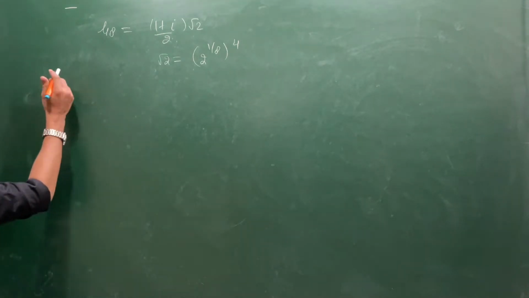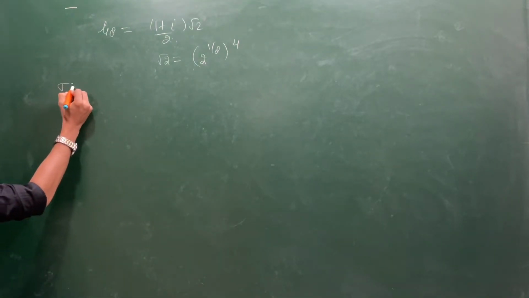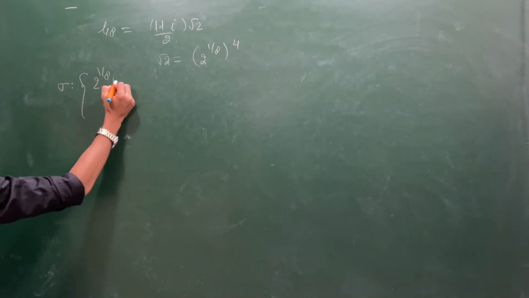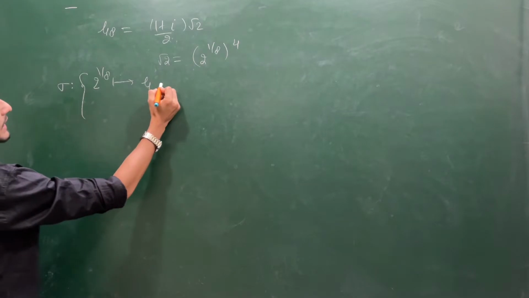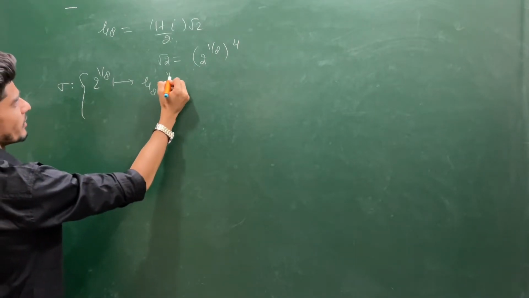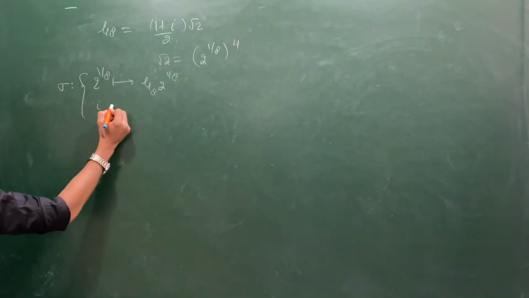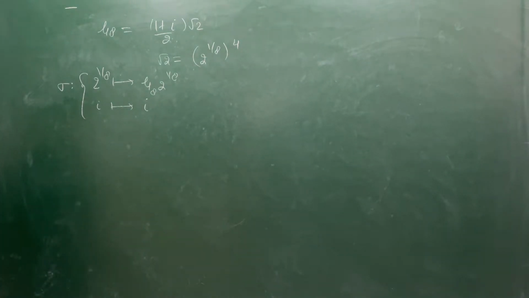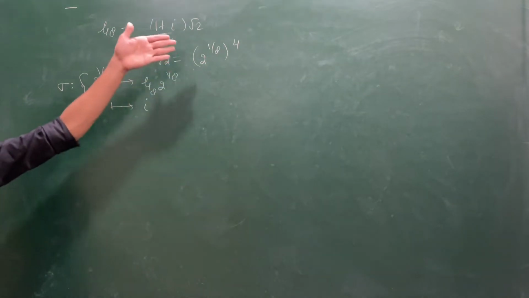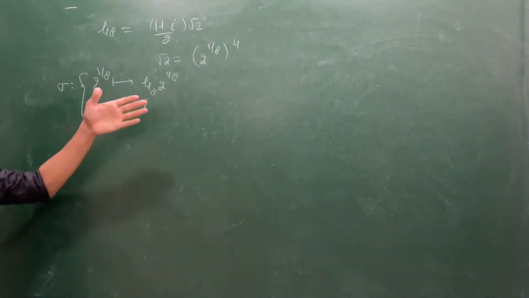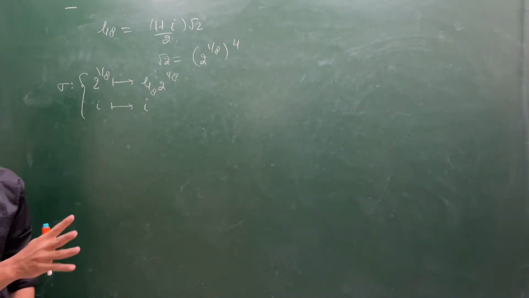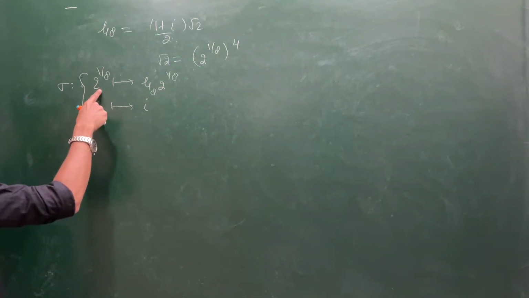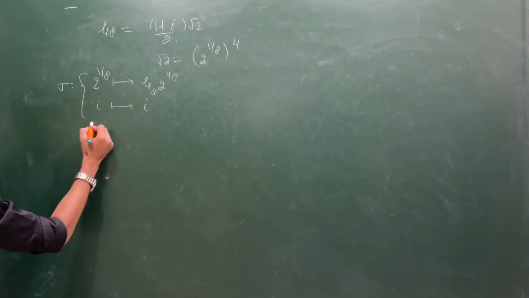So let me fix one mapping. Say sigma, this is defined as sending 2 power 1 by 8 to zeta 8 times 2 power 1 by 8. It is sending iota to iota. This is my one map. Consequently, I will write other maps together to make you feel comfortable with all the mappings. If I have an image of iota, I have an image of 2 power 1 by 8. Can you give me the image of zeta 8?